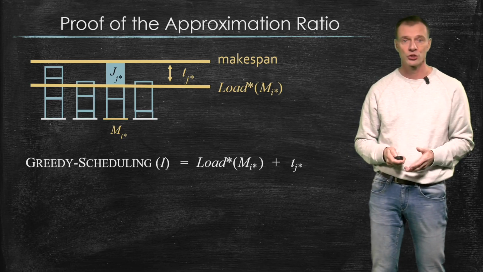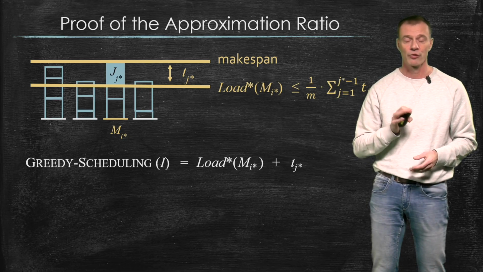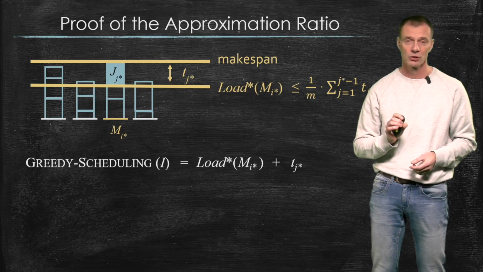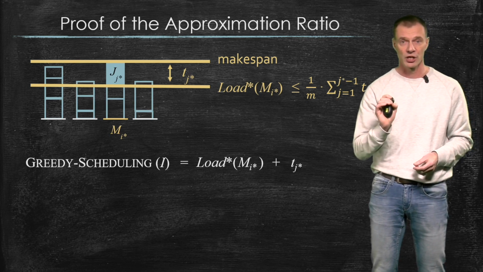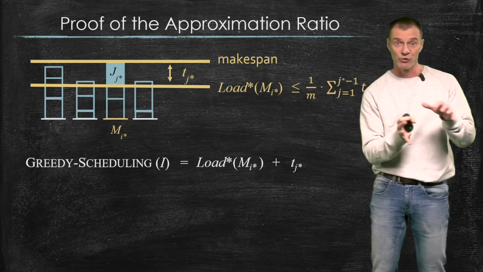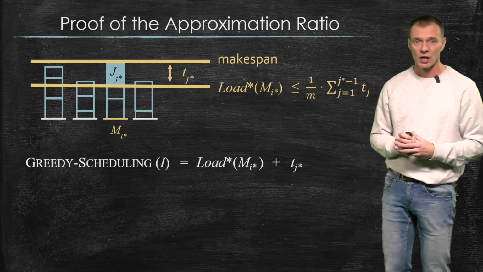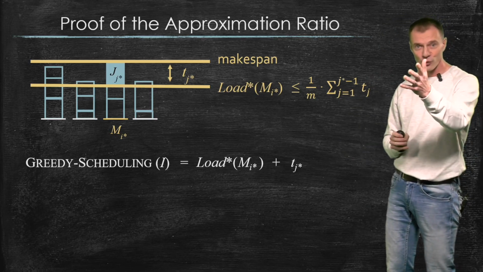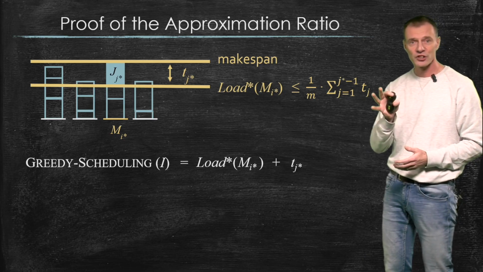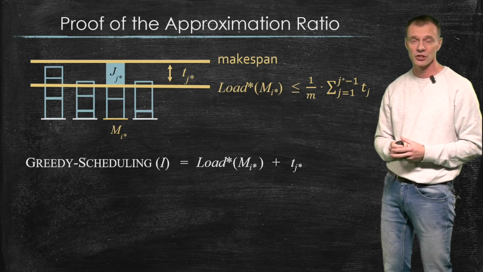Okay, so let's look at load star and see if we can say a little bit more about it. I claim that load star of mi star is at most 1 over m times the summation of j equals 1 to j star minus 1, so that's all the jobs before j star, of tj. Let me go a little bit out of the way so you can see it a little bit better. I claim that load star is at most this quantity. Why is this the case?